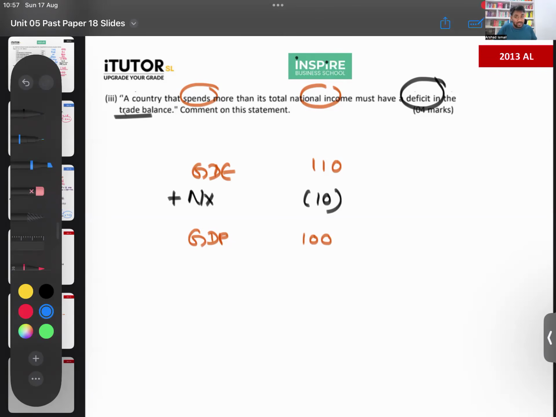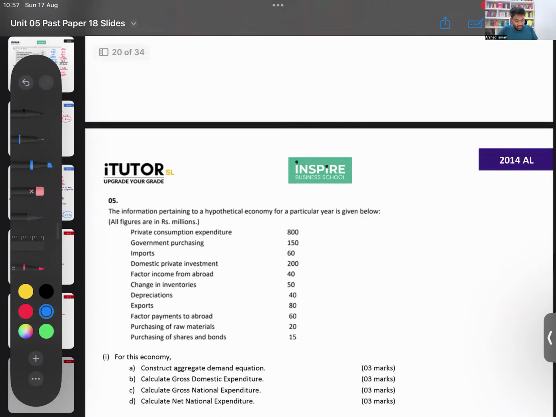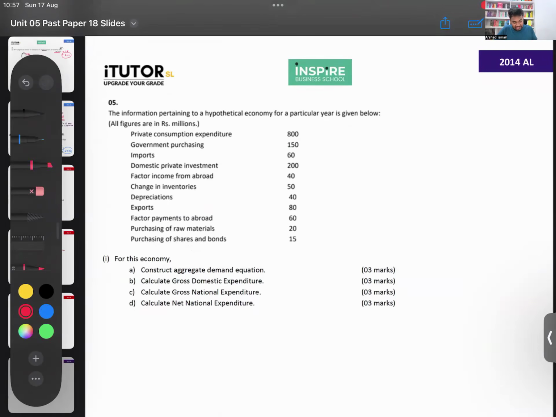That's 2013 question number 3. Then going into 14. 14 is saying, wow, they're giving 12 marks for a calculation. Aggregate demand equation, GDE, GNE, net national expenditure. Private consumption, government spending, imports, private investment, factor income from abroad, change in inventory, depreciation, exports, factor payments to abroad, purchasing raw materials, purchasing shares, all of it they have given. Okay, first one is construct the aggregate demand equation. Yes, what's the aggregate demand equation? We learned that in unit number 6 actually, but what is the aggregate demand equation?